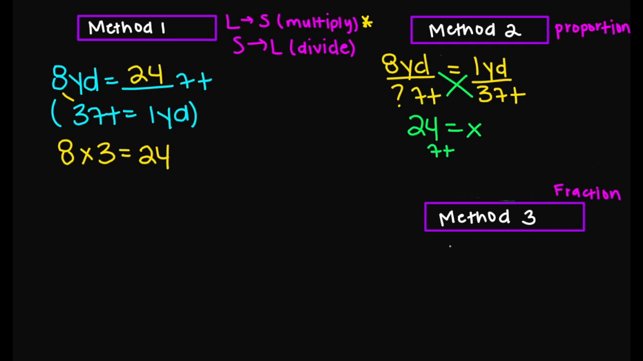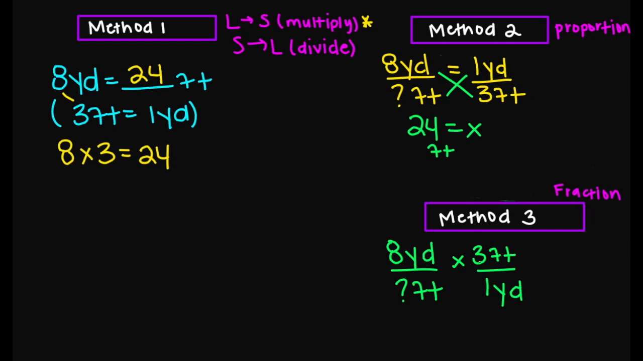Now let's look at method number 3. Very similar to method number 2. So 8 yards on top. We do not know how many feet. I'm going to multiply, and then I'm going to put 3 feet on top here. And then down here, I'm going to do 1 yard.